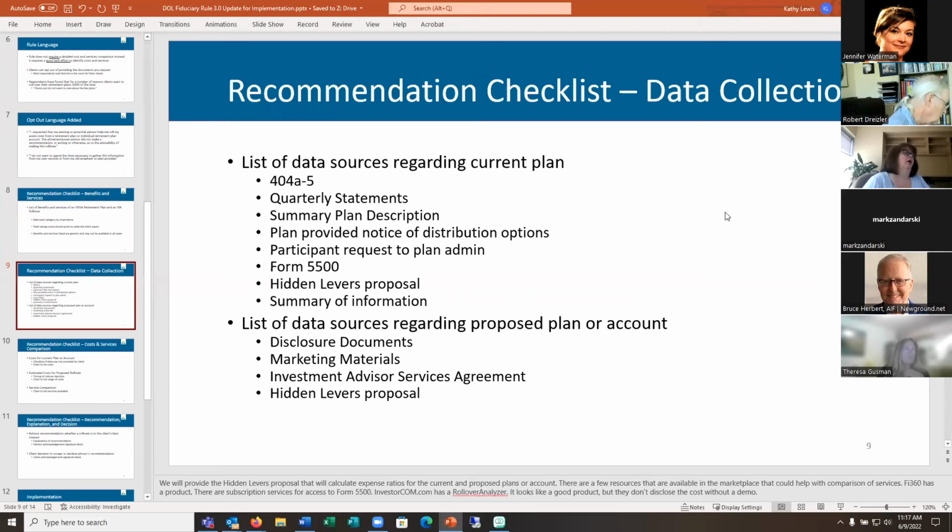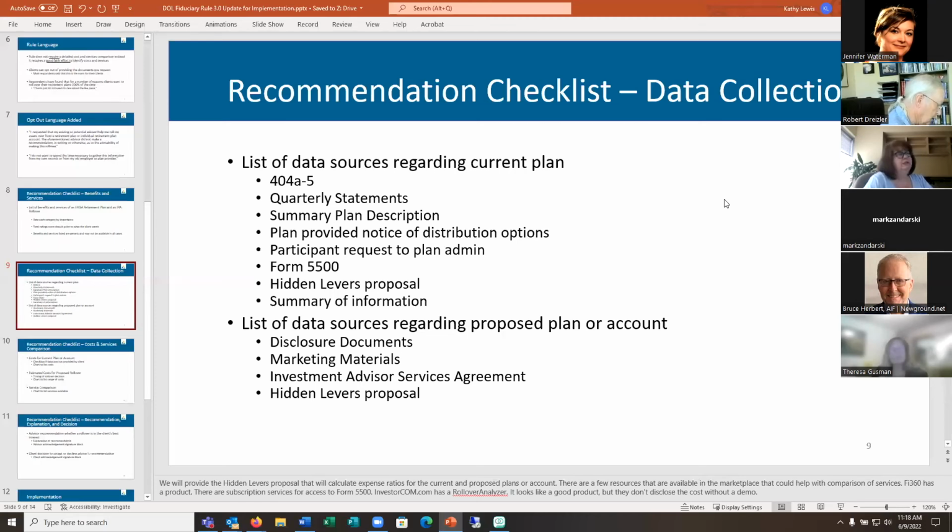So here are other data collection or data sources where you could get the information, hopefully, to provide to a client so that they can make an informed choice. There are services out there. I mean, we will provide hidden levers that can do a proposal that calculates expense ratios for current and proposed plans. And then there are other things out on the marketplace. Jim Frazen mentioned that FI360 has a product.